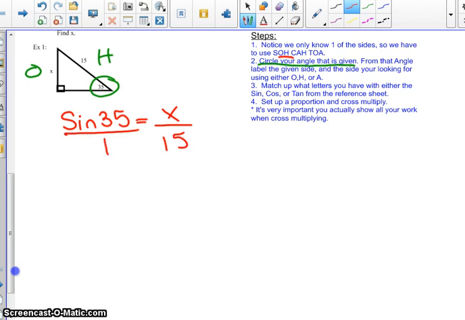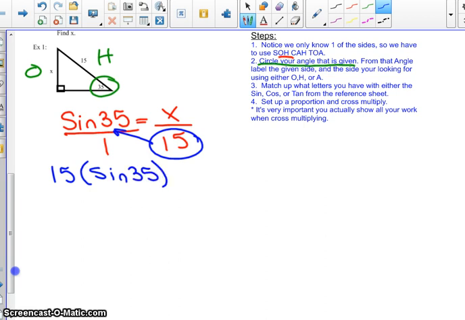Once you have it set up, we're going to create a proportion and cross multiply. It's important that you guys actually show all your work from the cross multiplying because sometimes we might have an extra step. So when we cross multiply, we're taking 15 times the sine of 35. You want this number to almost go out in front. Make sure you're not doing 35 times 15 and taking the sine. You're going to get something totally different. So always put this out in front. Now, on the other side, you're doing 1 times x, which is just x.